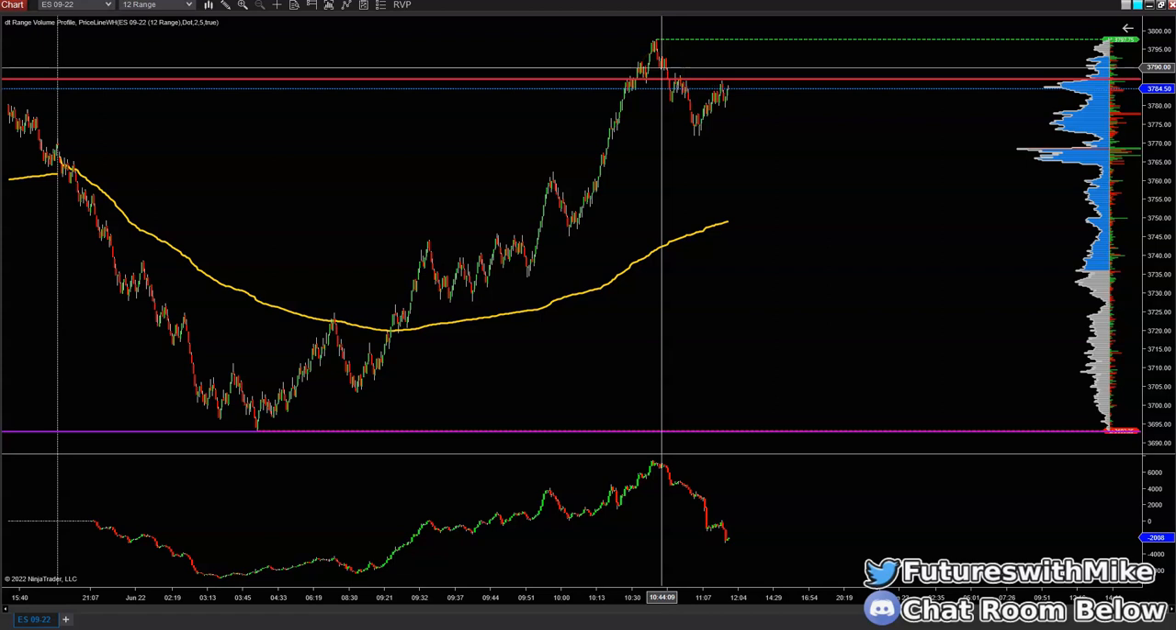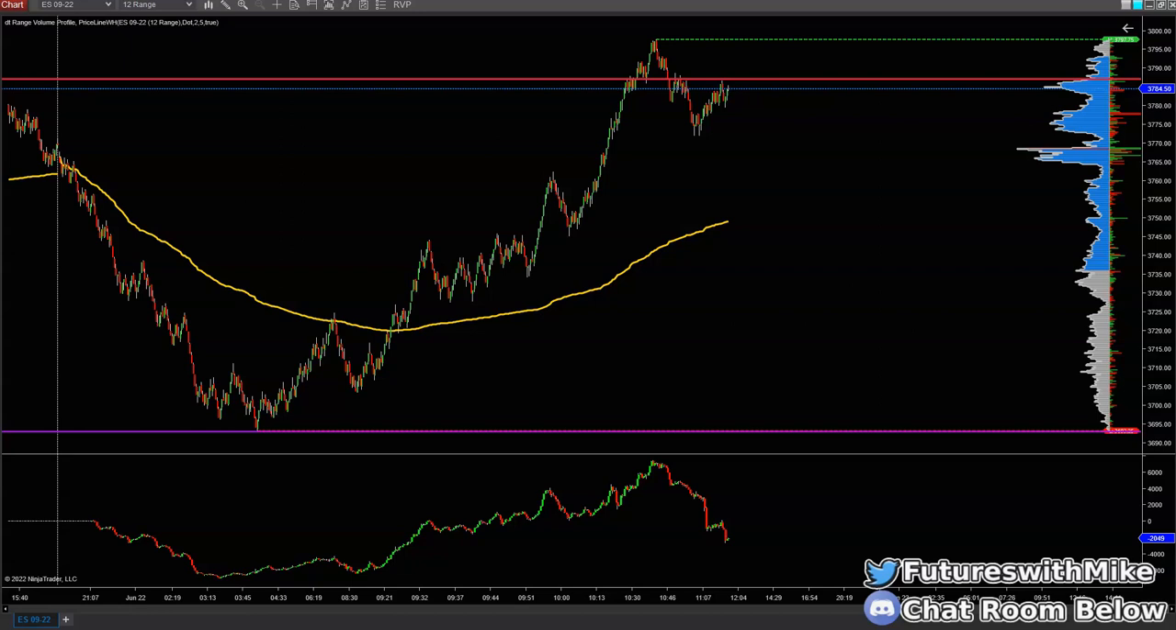Let's see. Right now I'm up just a quick little 30s, 37 ticks right now. I'll show you guys where I'm at right now. Trying to get my trade performance up. It's not working right. The traders kind of gave me a little fit this morning. Yeah, it's not working correctly. But anyways, 37 ticks right now.